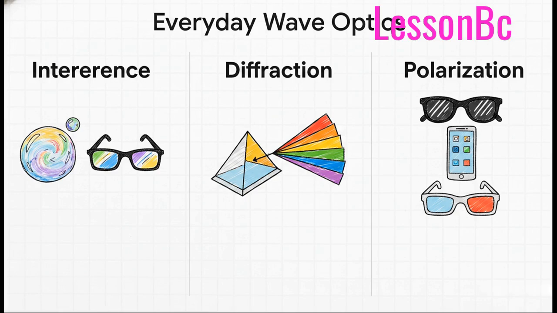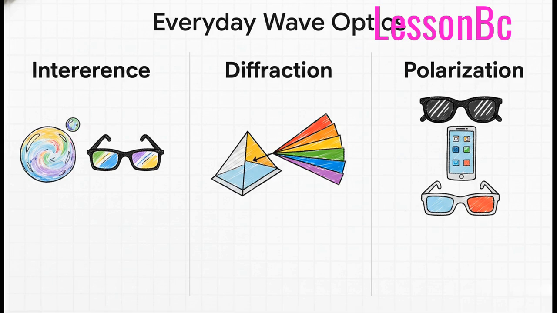Diffraction? That's how scientists can look at the light from a star millions of miles away and know exactly what it's made of. And polarization? Oh man, that's the magic in your sunglasses that cuts down on glare. It's how the very screen you're watching this on works, and it's the secret behind 3D movies.